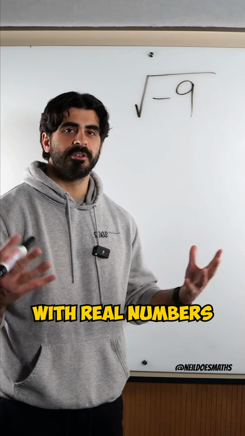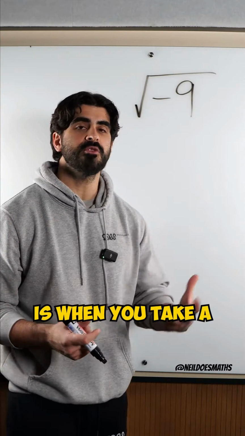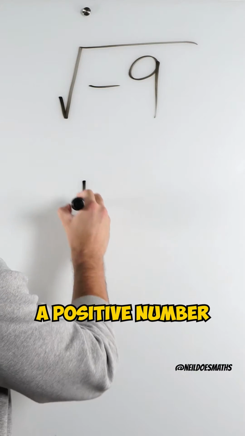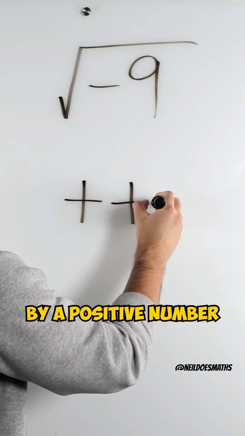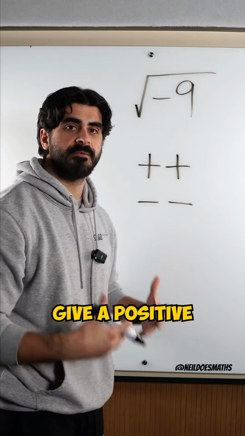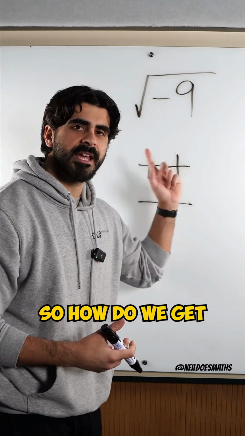When working with real numbers, the problem we come across is when you take a number and multiply it by itself, either you're multiplying a positive number by a positive number or a negative by a negative, and both of these will always give a positive number. So how do we get a negative?